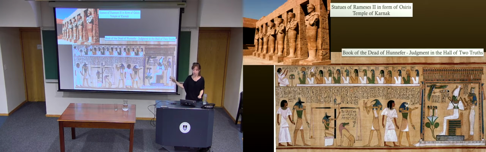Just a couple more visual examples of the kind of association, the role of Osiris. So I think it's a temple of Karnak. The king is often shown as Osiris, and you can tell because he's all wrapped up, right? Kind of like a mummy. So a reference to his continuing life in the underworld.